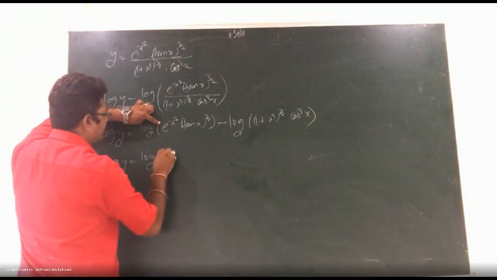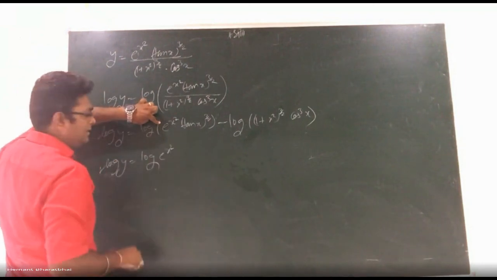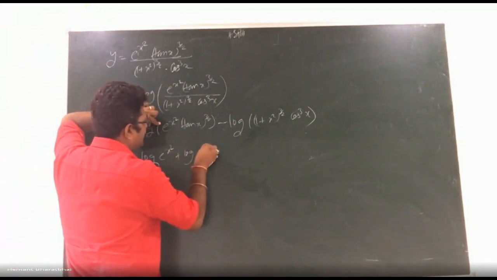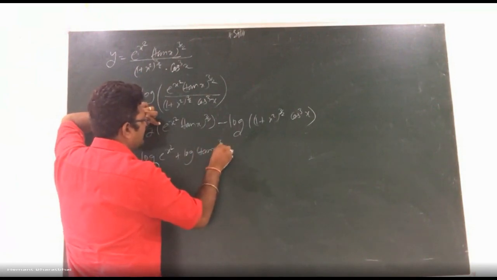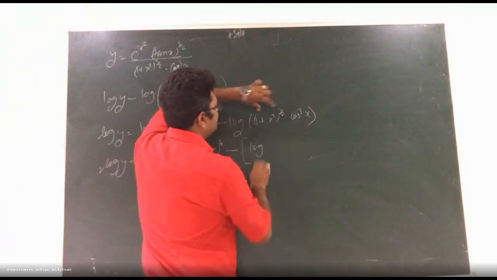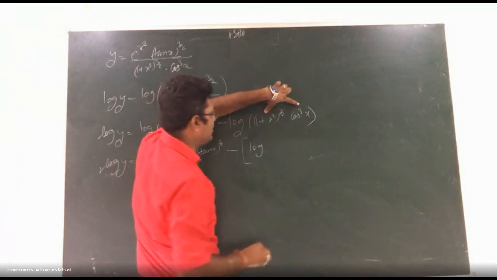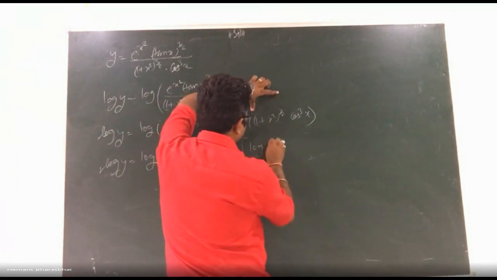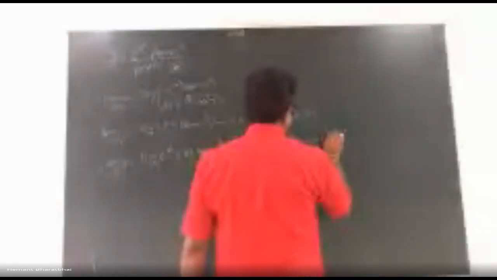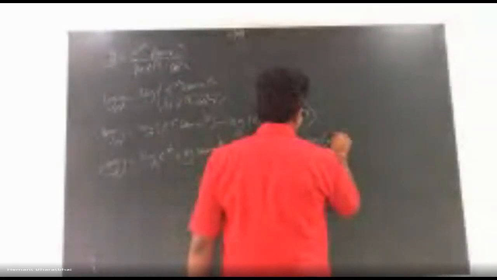So that will become log of e raised to x square plus log of tan of x raised to 3 by 2. Similarly, here, this log of m into n can be written as log of m plus log of n. So that will be log of 1 plus x square raised to 3 by 2 plus log of cos cube x.